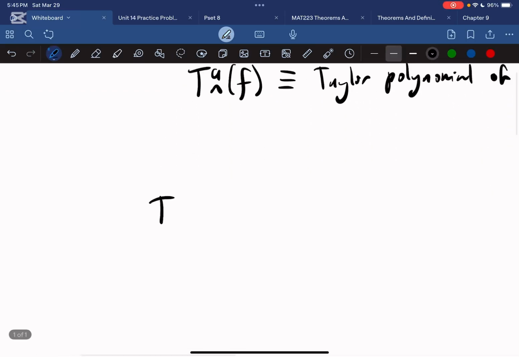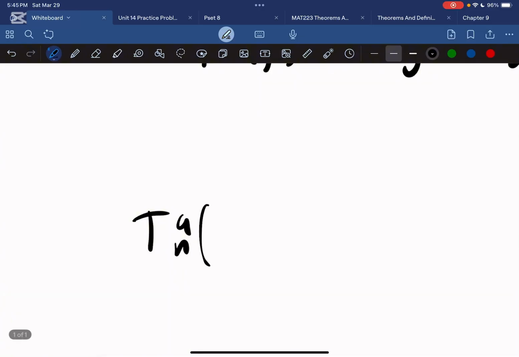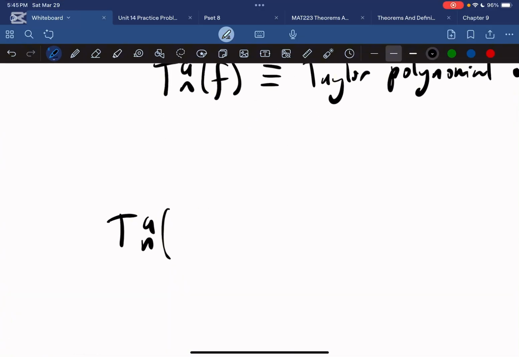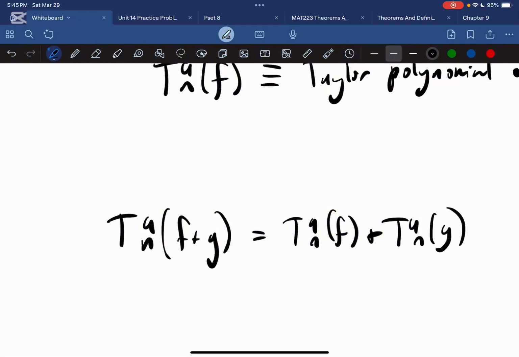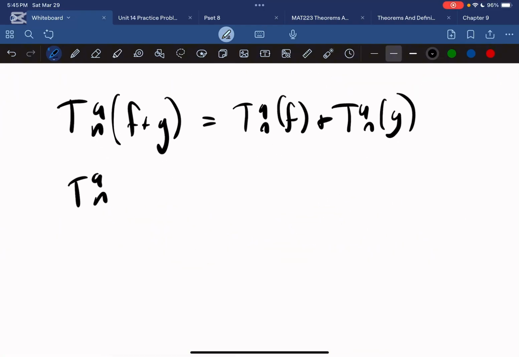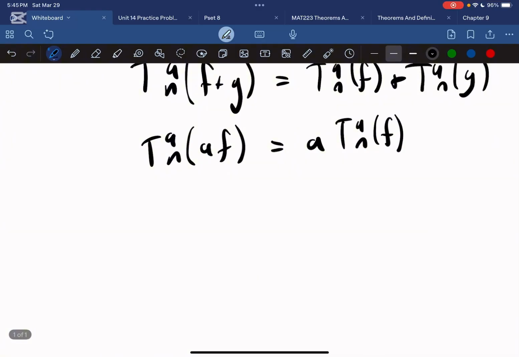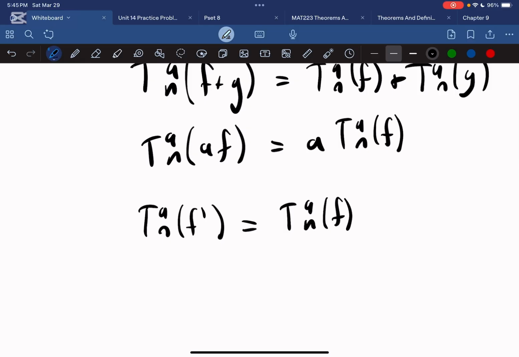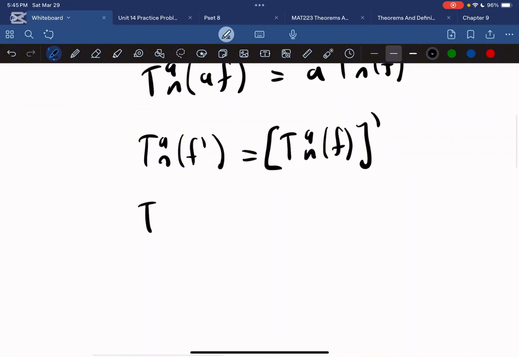We know that it is linear. So what does that mean? That means for f plus g, this is equal to the sum of the Taylor polynomials, a bit of linear algebra for you, right? It's also closed under scalar multiplication, right? We know this. We can integrate it. All right, so we know this is equal to this. And we can also differentiate it, and then we can also integrate it.